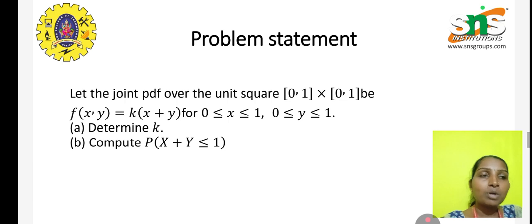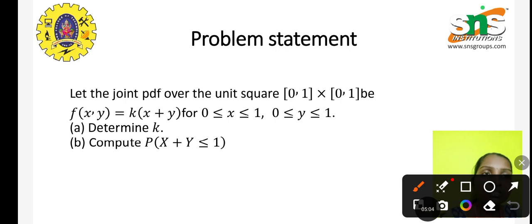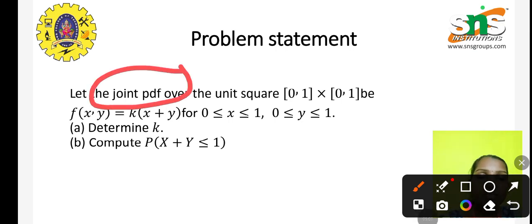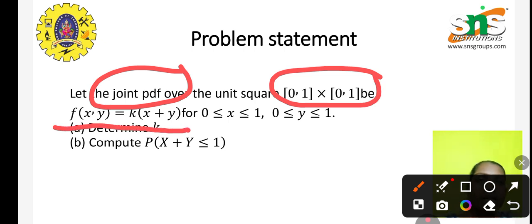Now, what is our problem statement? We are going to have a joint probability density function over the unit square [0,1] times [0,1], and the function is k times (x plus y). We have to determine k and the probability of x plus y less than or equal to 1.